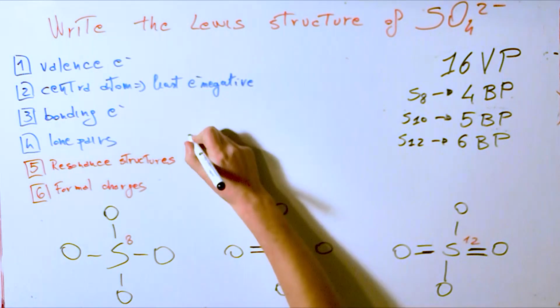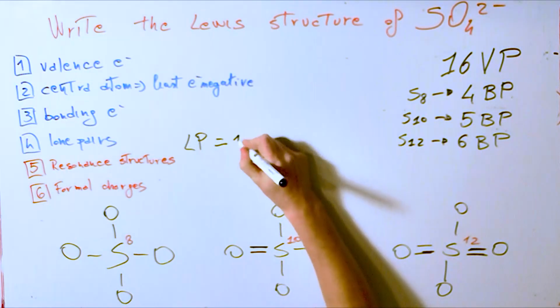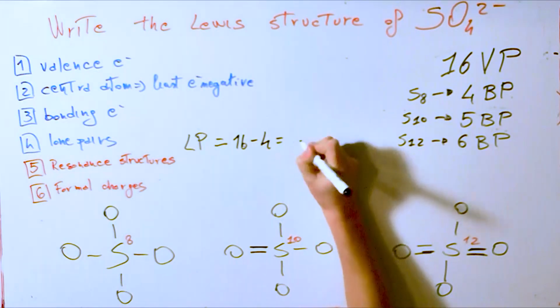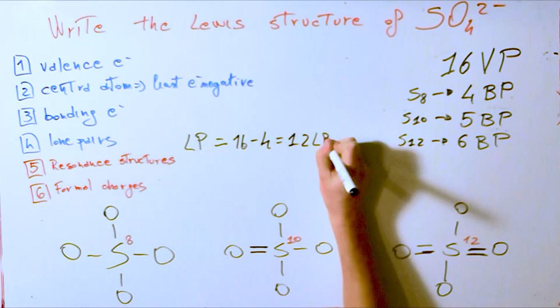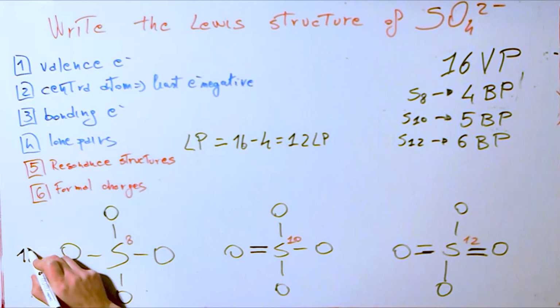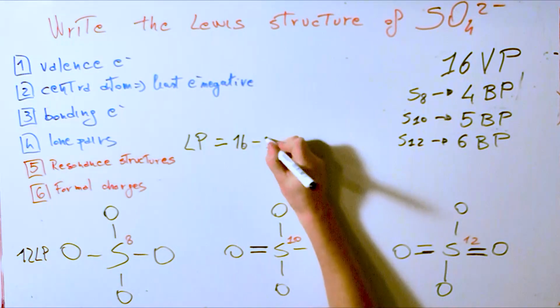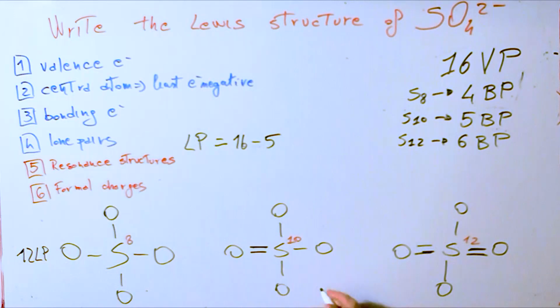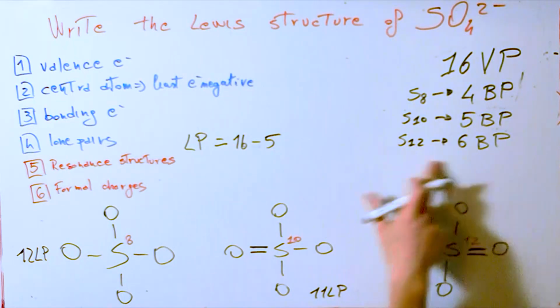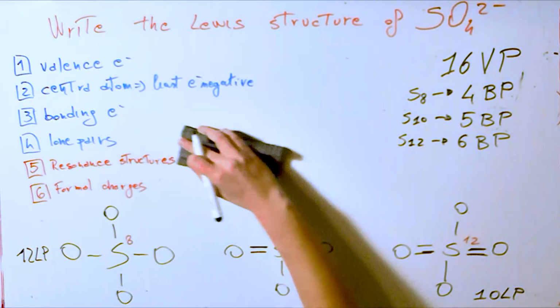So we have to calculate the lone pairs for each structure. The lone pairs for this one will be given by 16 minus 4, which equals 12. 12 lone pairs. We'll write it under the structure here. 12 lone pairs for this structure. The lone pairs will be 16 minus 5 for this one, which equals 11 lone pairs, and 16 minus 6 equals 10 lone pairs. Pretty simple.